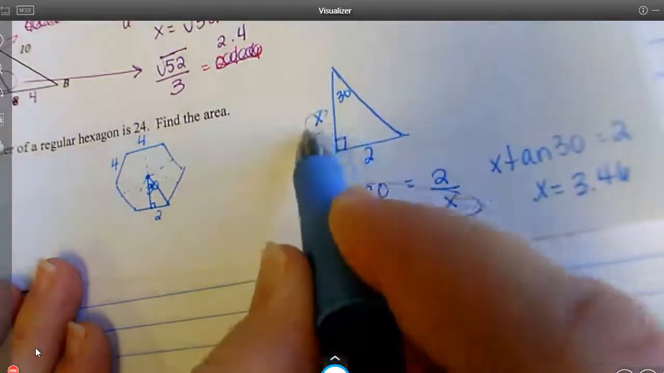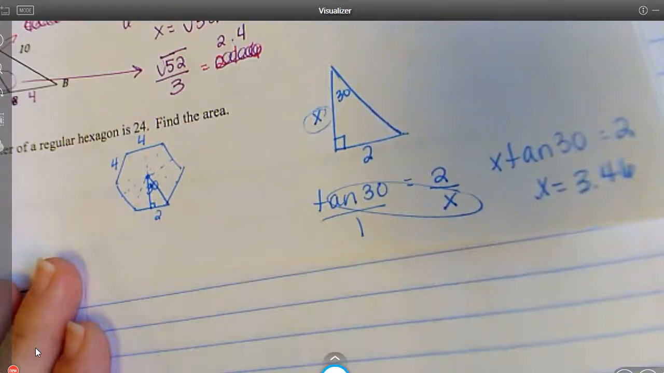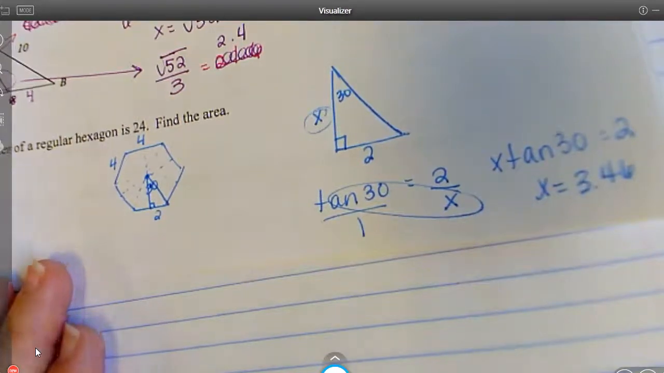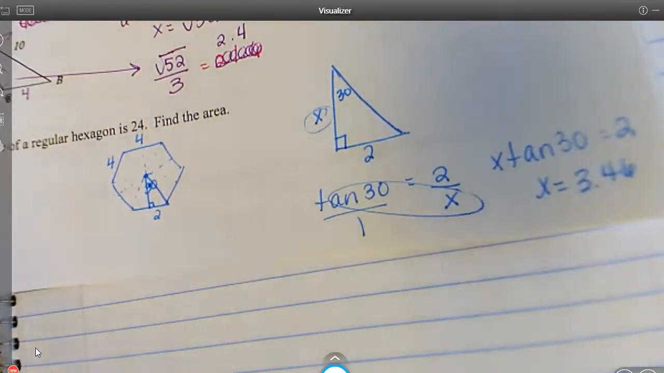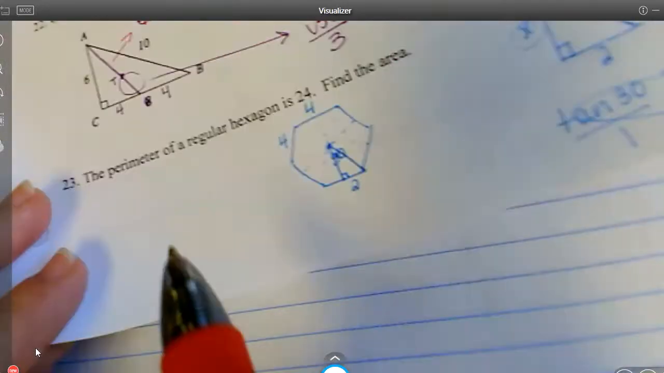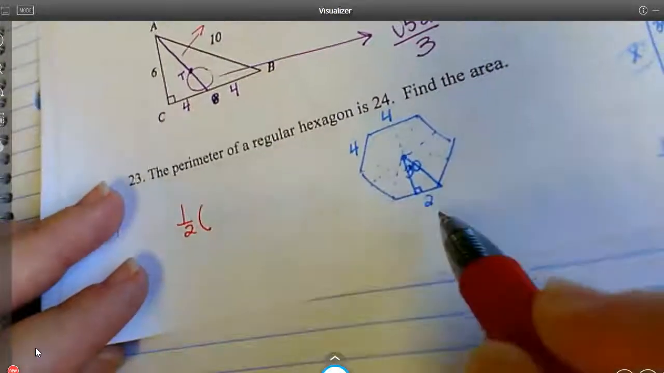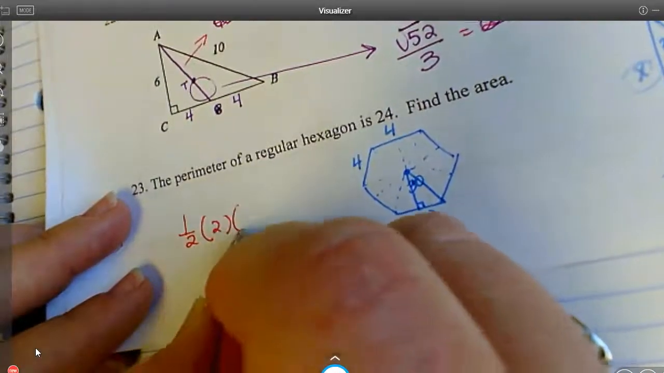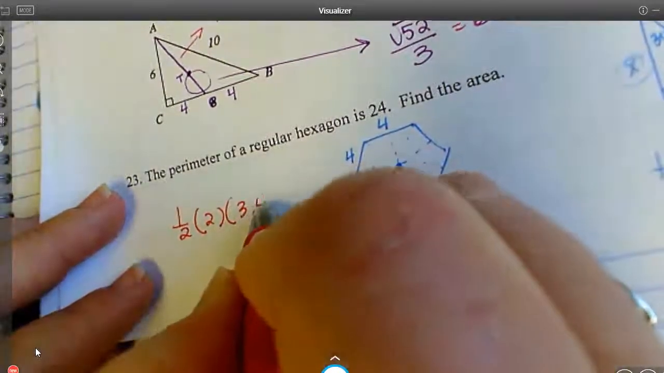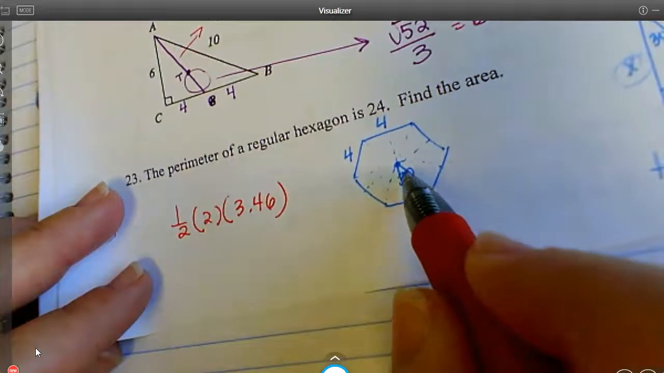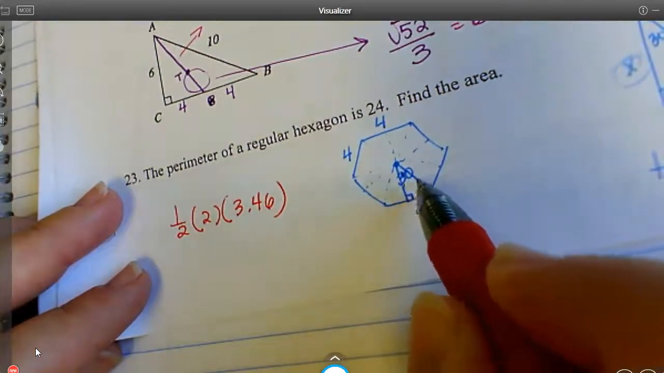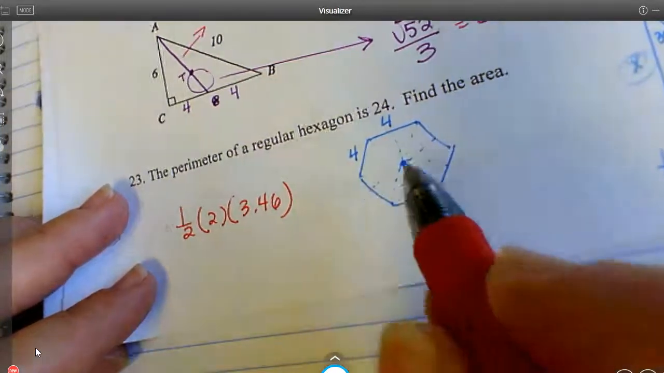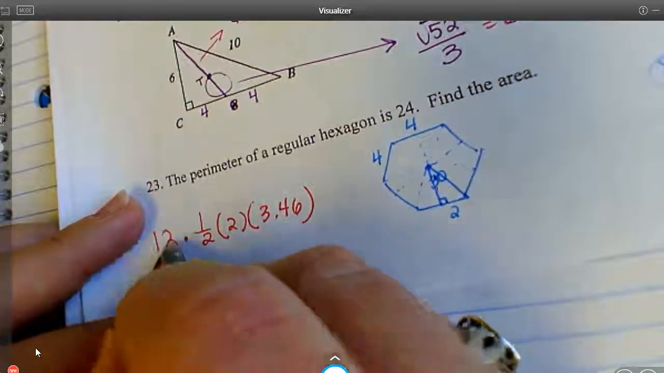That gives me the height. So the area of the triangle is 1/2 times the base times the height. Okay, that's the area of that little bitty triangle. How many triangles did we say there were? 12. So then I multiply that by 12.